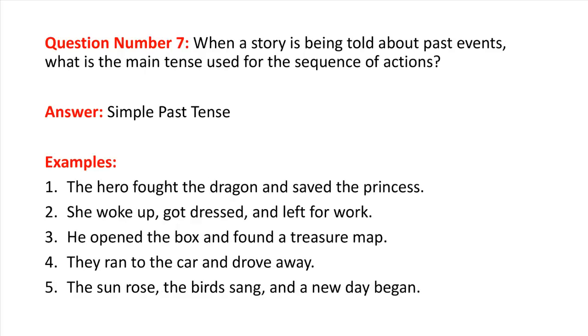Question number 7. When a story is being told about past events, what is the main tense used for the sequence of actions? Answer: simple past tense. Examples: The hero fought the dragon and saved the princess. She woke up, got dressed, and left for work. He opened the box and found a treasure map. They ran to the car and drove away. The sun rose, the birds sang, and a new day began.